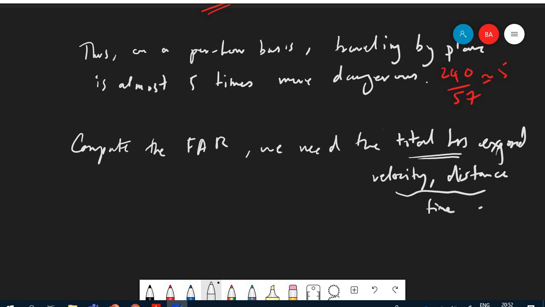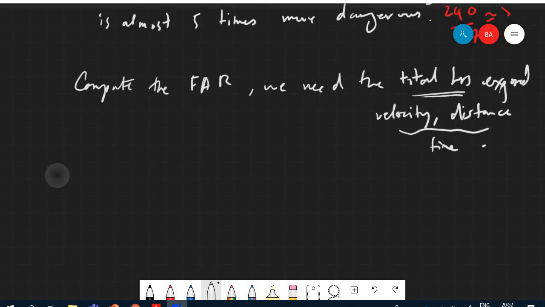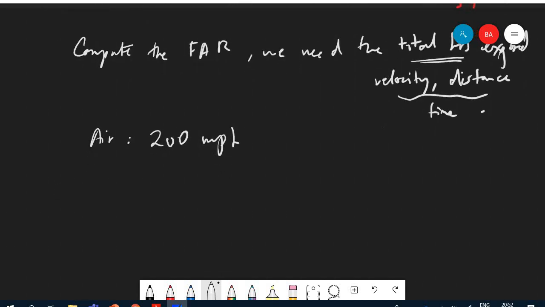So we can calculate the time, which is the total number of hours, so that we can go to our next step. We need to suppose some information here. For example, for air, the velocity is about 200 miles per hour, and we already know that it is based on 10,000 million miles. So we have everything here.